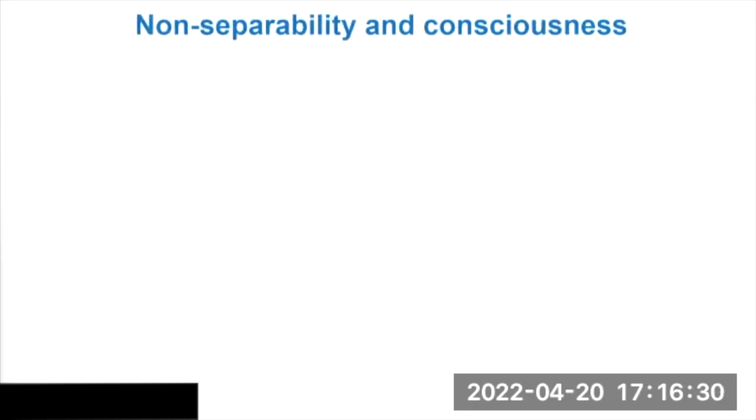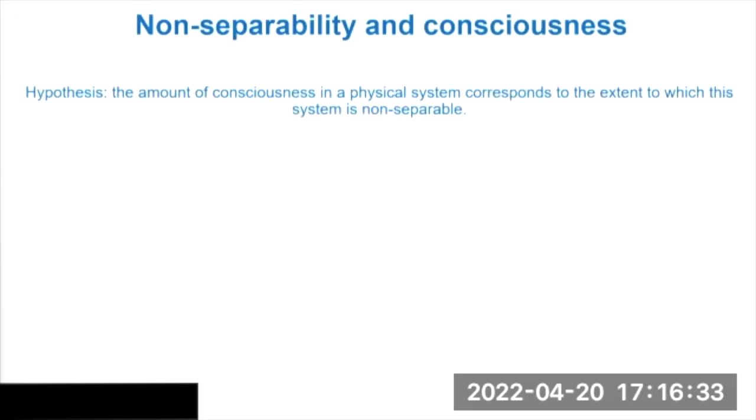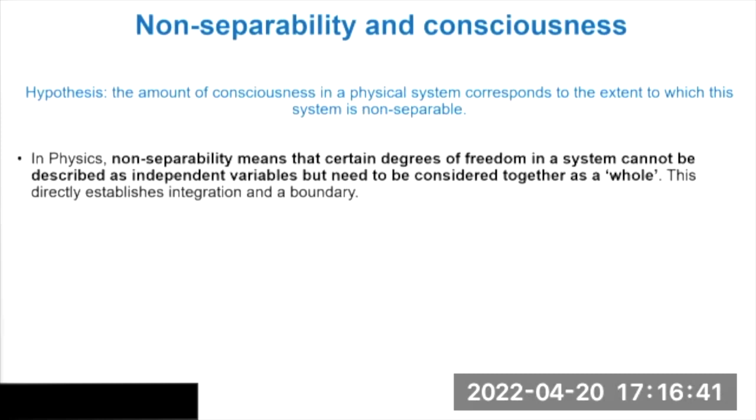So the hypothesis is pretty simple. The amount of consciousness in a physical system corresponds to the extent to which the system is non-separable. What does that mean? So in physics, non-separability is a well-defined property. It simply means that certain degrees of freedom in a system cannot be described as independent variables, but need to be considered as a whole. And we'll talk a little bit more about how that can be written down with formulas.